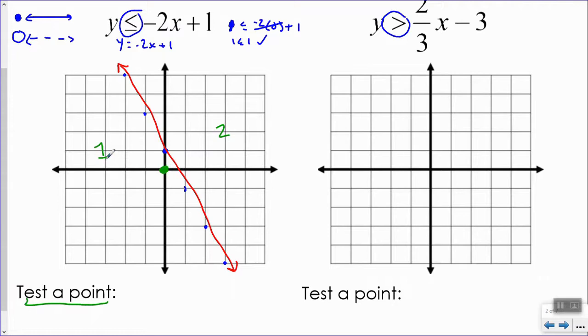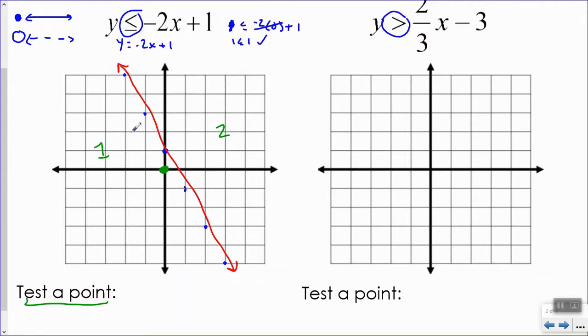And if we look at our graph, we see that the origin is in what I've labeled to be region 1. This means that if I plug in 0, 0 to my inequality and I get a true statement, all the other points in the same region as the origin are also solutions, and we would shade that part of the graph to show that we want to include them.